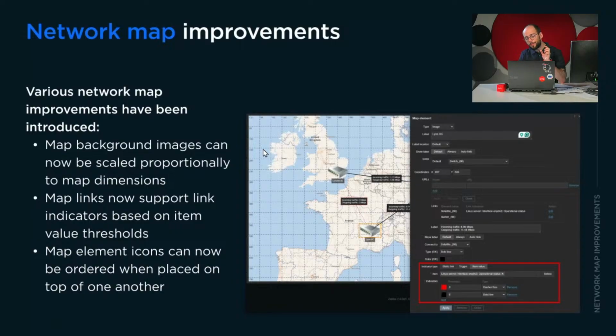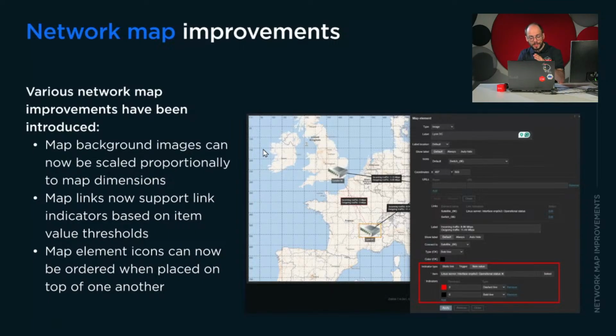Map links. So previously, we had only a single way how we can make a link change its color and its type, and that was linking it to a trigger. Right? Link indicator could only be linked to a trigger. If a trigger is in a problem state, the link changes its color and its type.